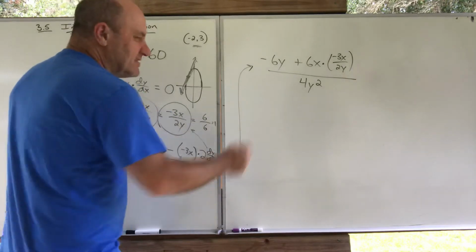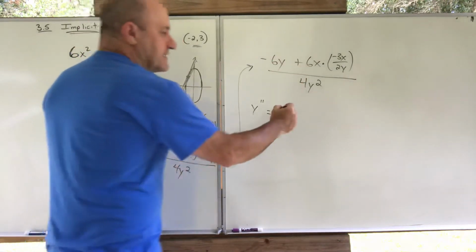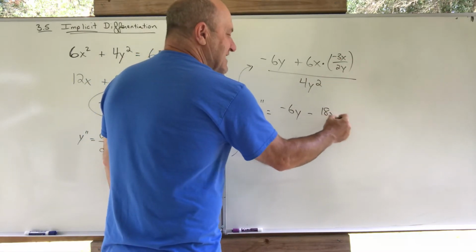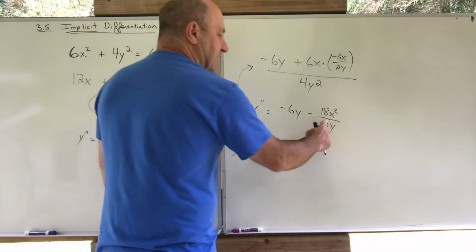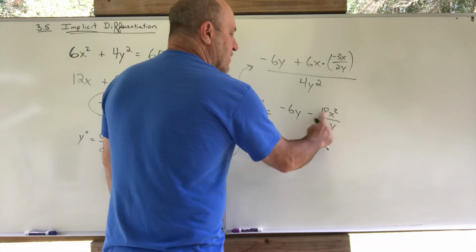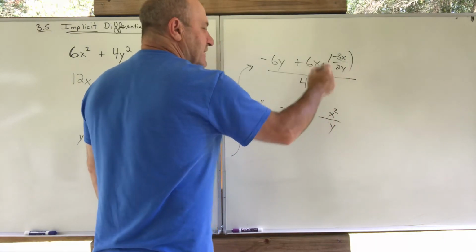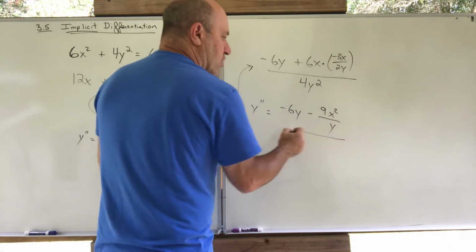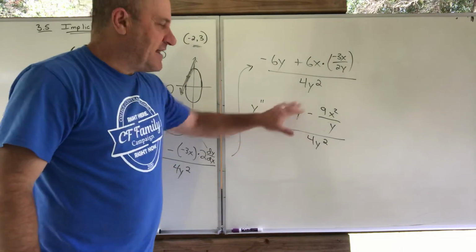All right, let's do a little more cleaning up here. Again, here's the second derivative. This is it. It's a negative 6y. I guess that's a negative 18x squared over 2y. I guess I could have simplified that. Let's do that. The 2 goes into that 18, 9. That cancels the 2, right? 9x squared over y. All over this 4y squared. And that's okay. That's kind of simplified.